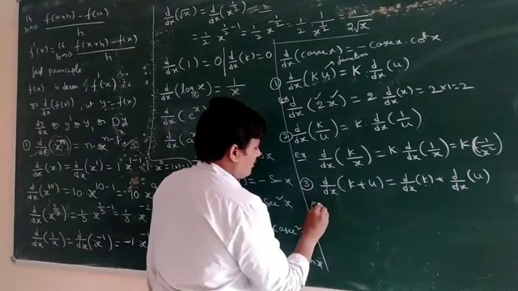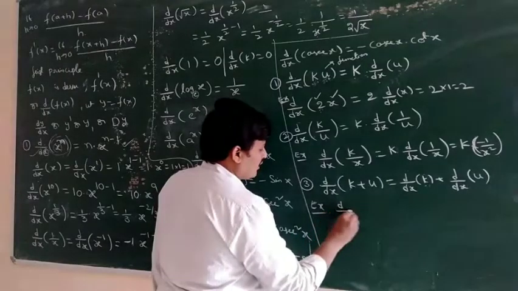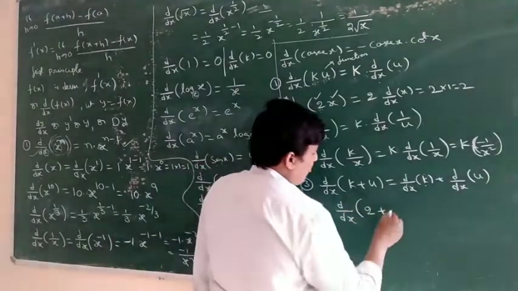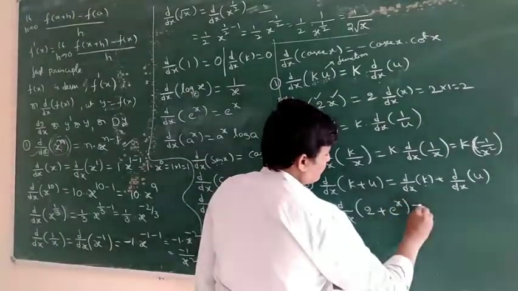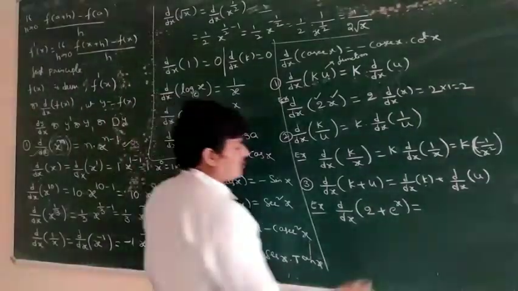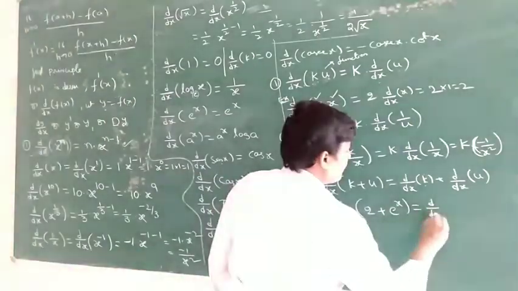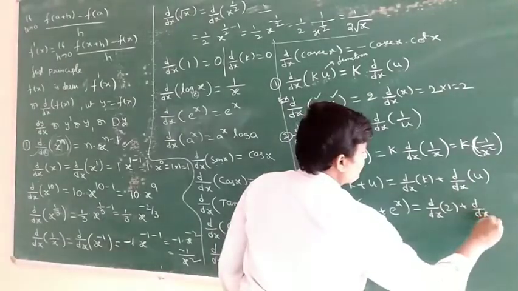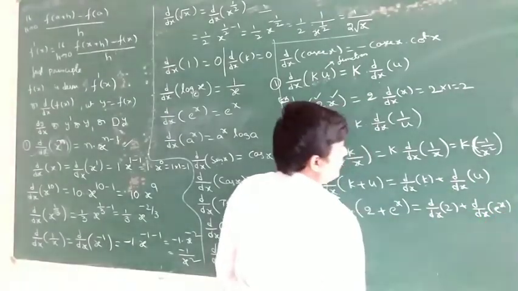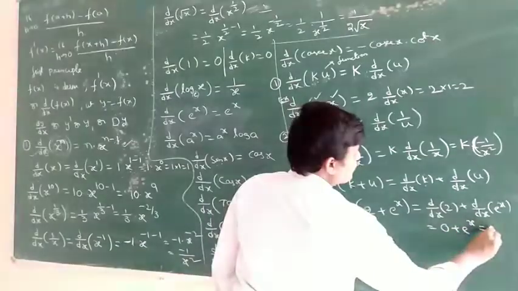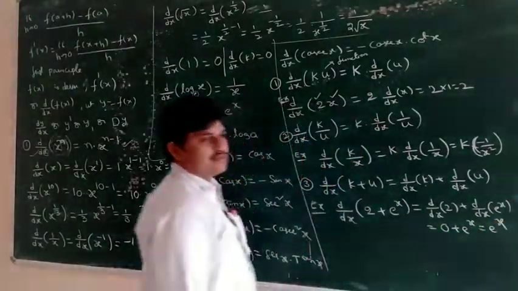One example, d by dx of 2 plus e power x. So that is equal to d by dx of 2 plus d by dx of e power x. d by dx of 2 is 0. d by dx of e power x is e power x. 0 plus e power x is equal to e power x.